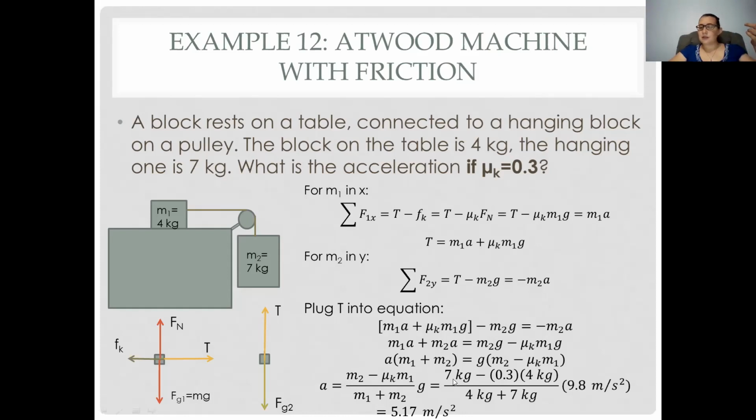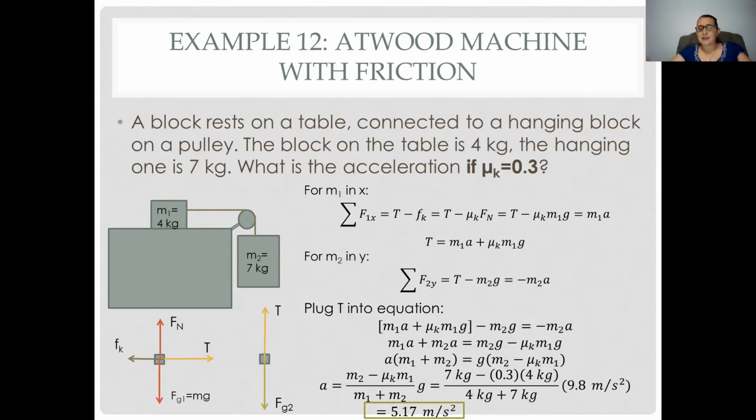So M2 is 7 kilograms. Our coefficient we were given is 0.3. M1 is 4 kilograms, and G is 9.8. So that gives us an acceleration of 5.17 meters per second squared. So friction literally says not so fast in anything that it affects. And so we can see it's actually slowed down the block's progress forward, comparing 6.27 meters per second squared without friction to 5.17 meters per second squared with friction.